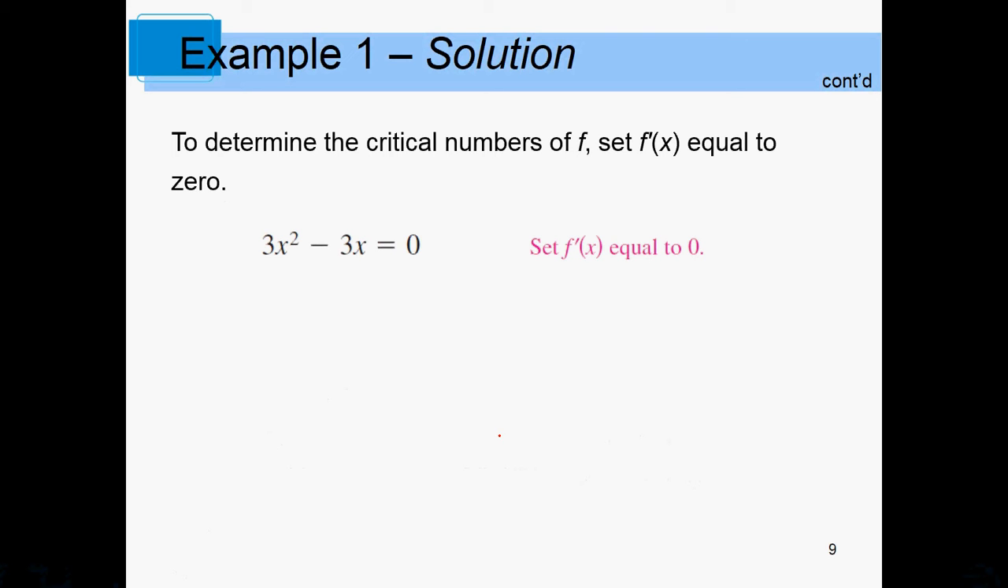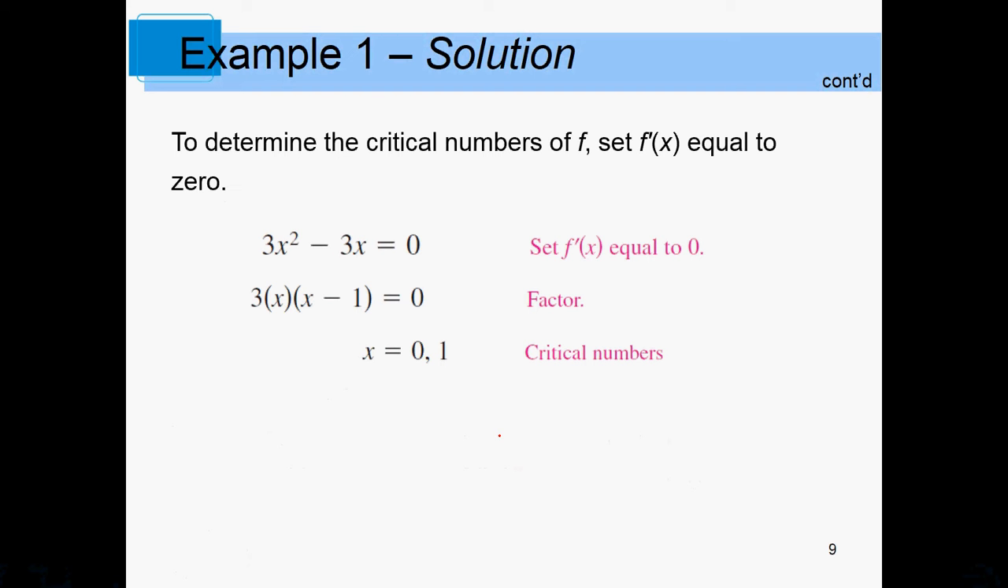We find critical numbers by setting the first derivative equal to zero. So we do 3x squared minus 3x equals zero. How do we solve that? Factor it. What are we going to pull out? The 3x. So we get 3x times x minus 1 equals 0. So that's going to give us the fact that x equals 0 and x equals 1. Those are going to be our critical numbers.